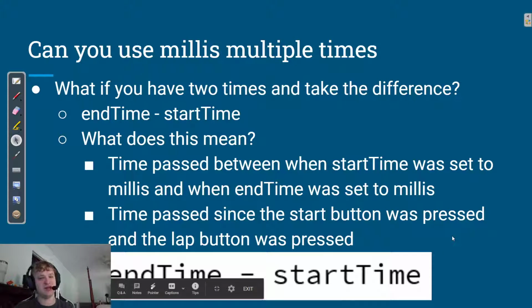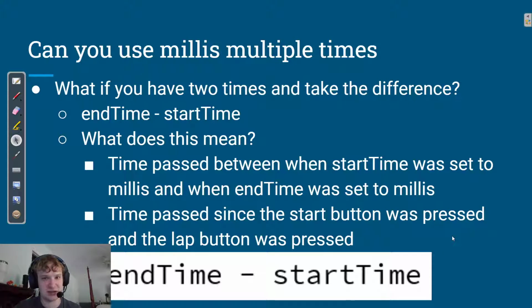First off, take a moment and think about, what does this represent conceptually? What is endTime minus startTime here? Well, what we can think about is these are both timestamps, right? Because startTime is a timestamp that was declared in our setup. EndTime is a timestamp that was declared every time draw runs.